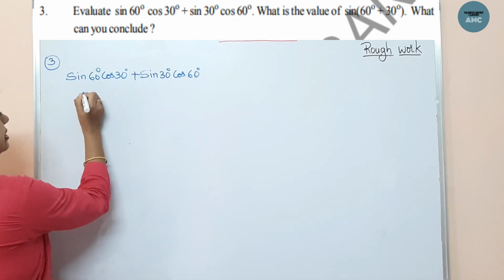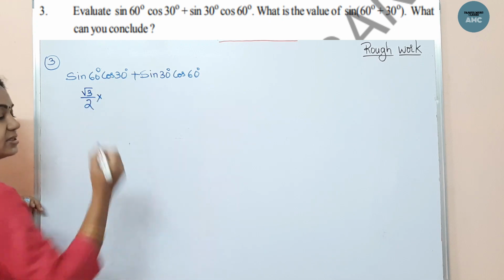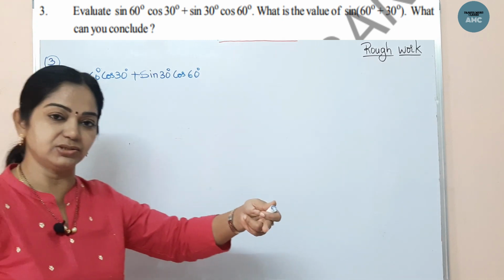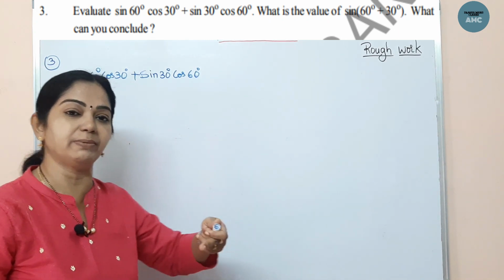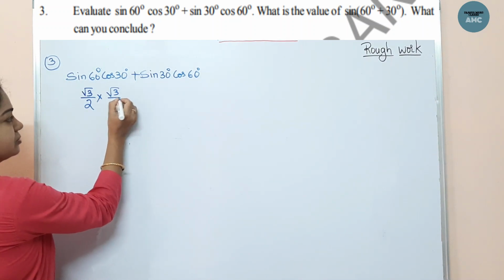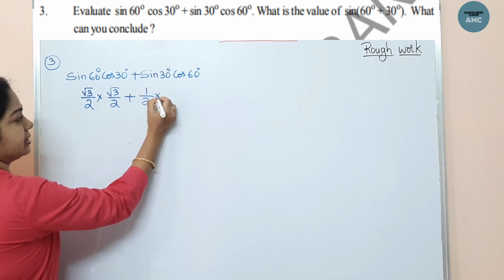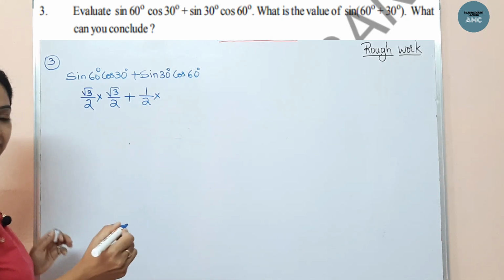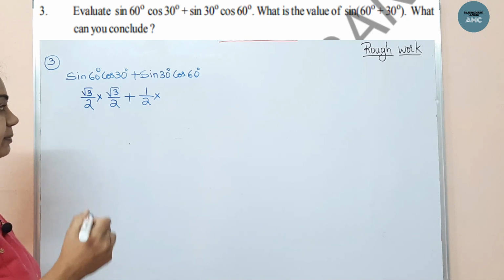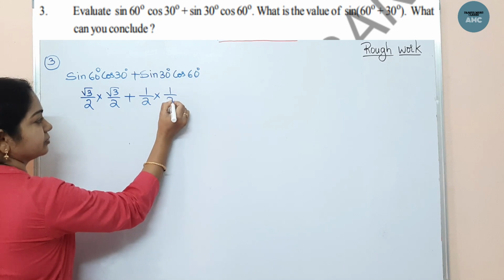Sine 60 is root 3 by 2, yes, okay. Cos 30, change it into the sine function, it is complementary, isn't it? So sine 60 again, so it is root 3 by 2, plus sine 30 is 1 by 2, multiplied by cos 60, which is complementary. So complementary to cos 60 is sine 30. So sine 30 is 1 by 2.